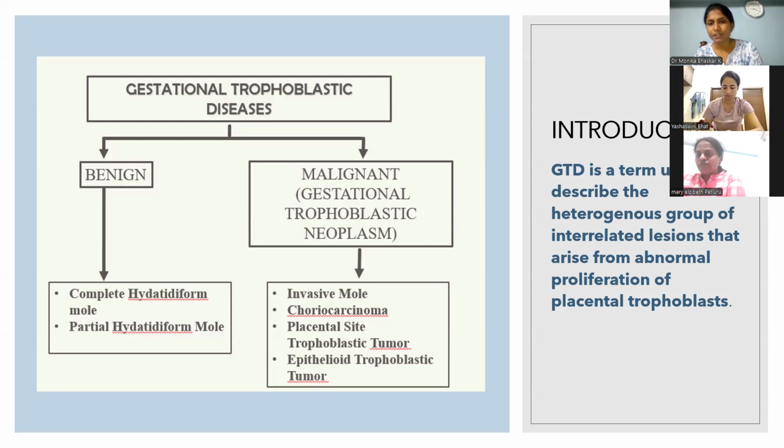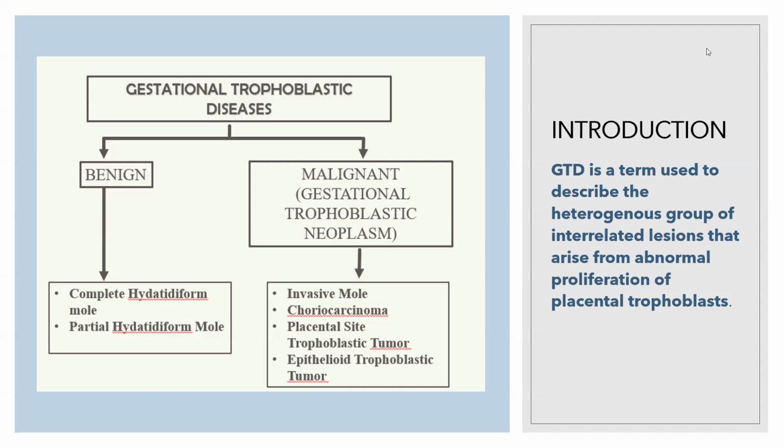There are different types of neoplasms. What are the types? Invasive mole, choriocarcinoma, placental site trophoblastic tumor, and epithelioid trophoblastic tumor. These are the four types of GTNs. But in GTDs, which are the benign form, we have complete mole and the partial mole. GTD is a term described as a heterogeneous group of interrelated lesions that arise from the abnormal proliferation of the placental trophoblast.